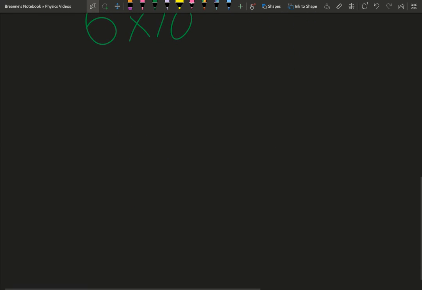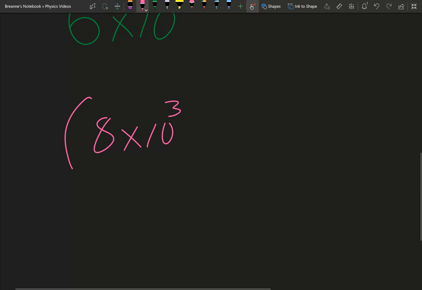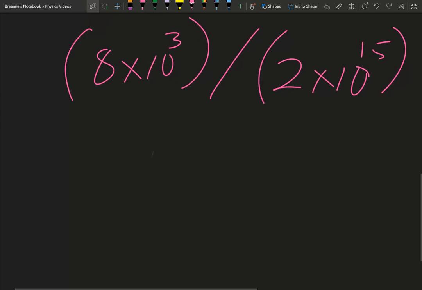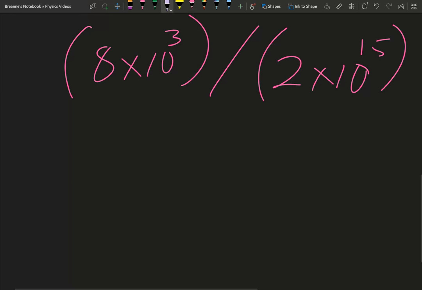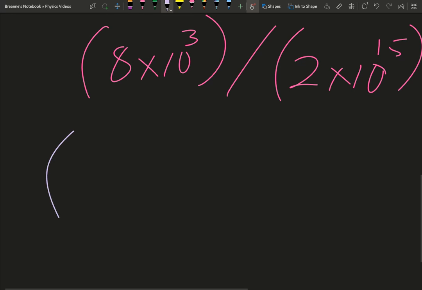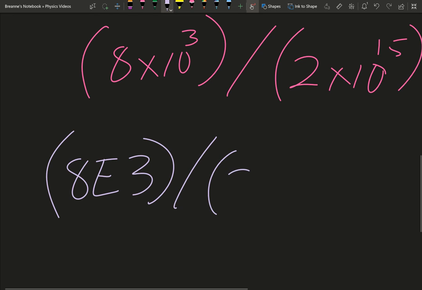Now, the other one I had you do was a division. I gave you 8 times 10 to the 3 divided by 2 times 10 to the 15. Again, you can plug it into your calculator and let the calculator do the hard work for you. I would use the double E. So I put parentheses, 8E3, divided by 2E15. Plug that in your calculator.